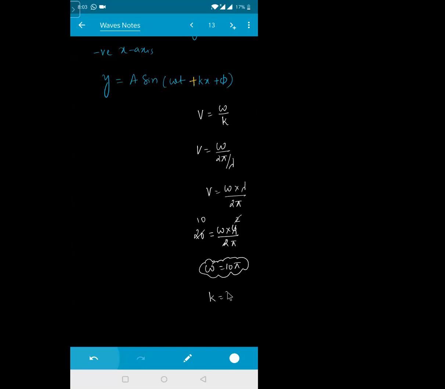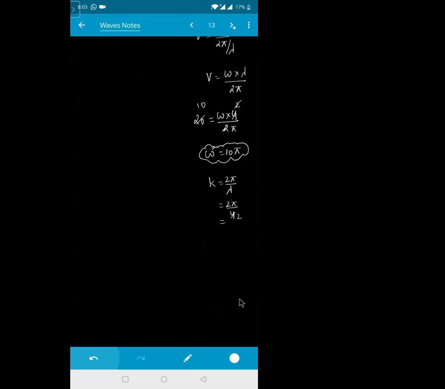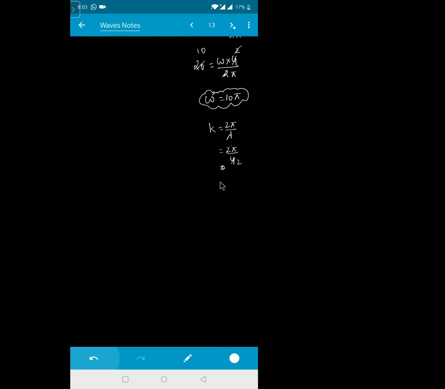So I got the value of omega, which is 10 pi. The K value will be equal to 2 pi by lambda, that is 2 pi by 4, since the lambda value is 4. So K will be equal to pi by 2. So is it clear for everyone? I got the value of omega, and I got the value of K.